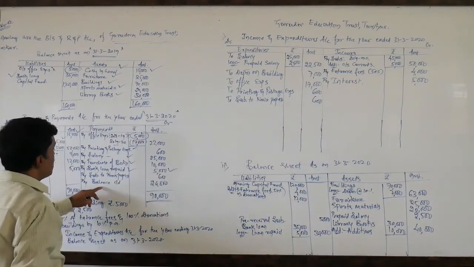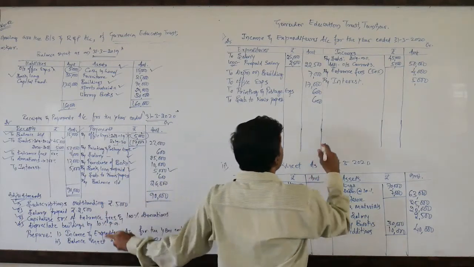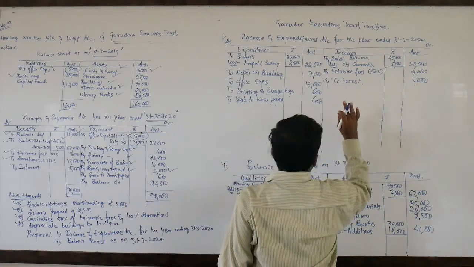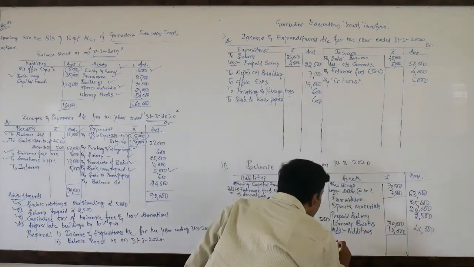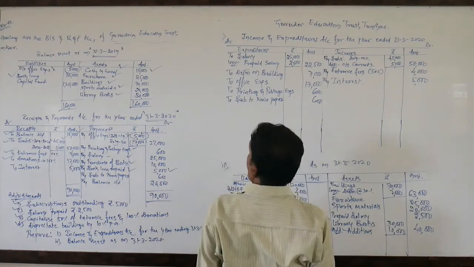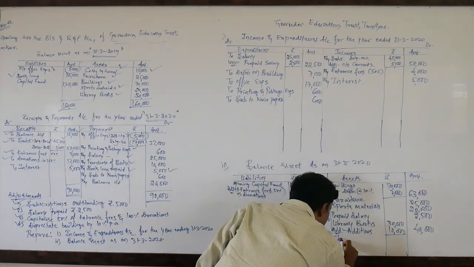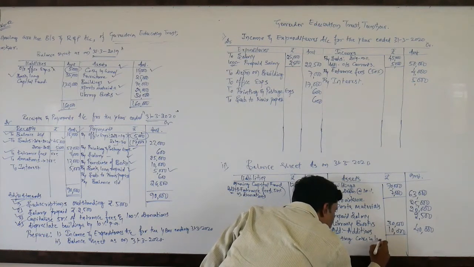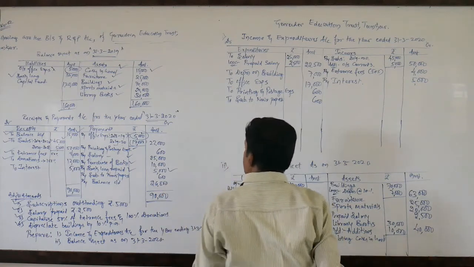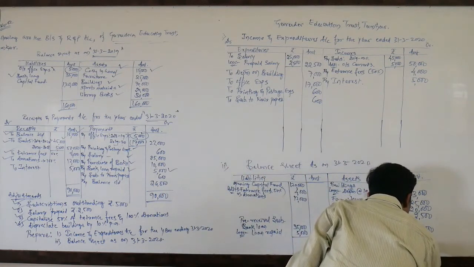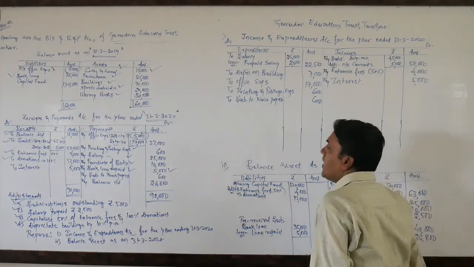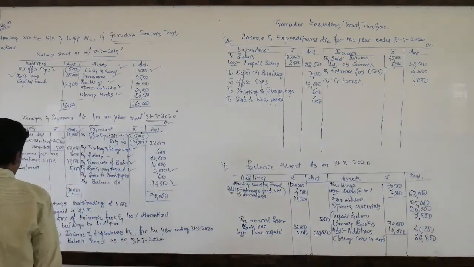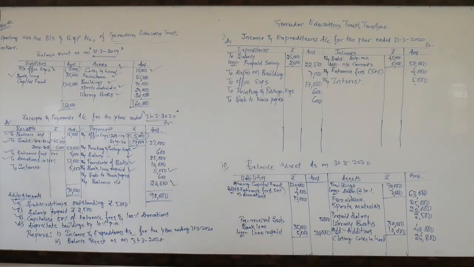Dear students, this is the closing cash balance, so we need to write it on the asset side. Cash in hand, closing cash in hand. What is the amount? 26,800. Okay, here I have considered everything along with the adjustments: the previous year balance sheet items and also the current year receipts and payments account.